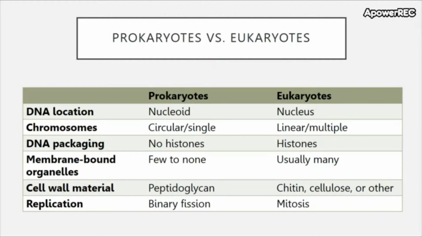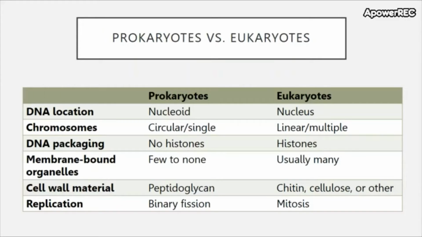Their chromosomes vary as well. Prokaryotes have circular genomes and tend to be a single copy, whereas eukaryotes have linear chromosomes and they tend to be multiple. Prokaryotes also do not have histones, while eukaryotes do have histones. Histones are proteins that are used to pack the genetic information tightly.